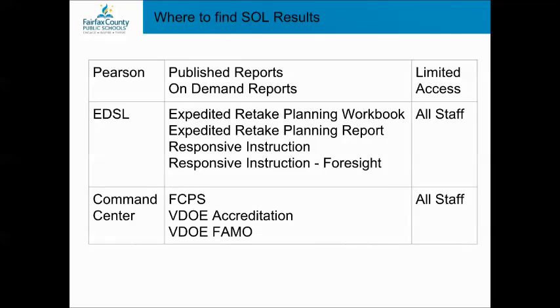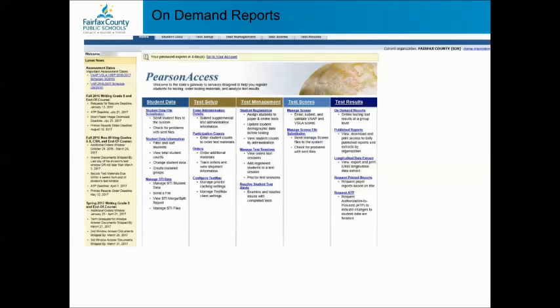We can also find results within the Command Center. We can see results based on our district's prediction and values, as well as state accreditation and FAMO accountability. Those reports are also accessible by all staff by accessing the Command Center through the FCPSnet intranet website. So within Pearson then, we have on-demand reports as well as published reports.